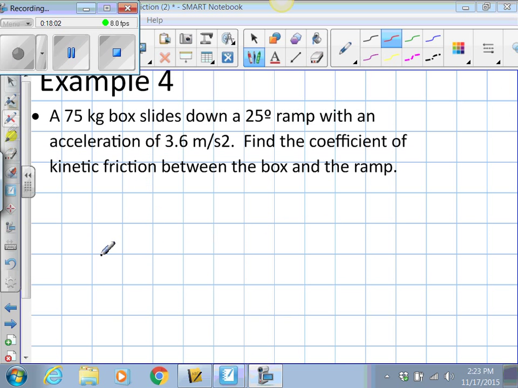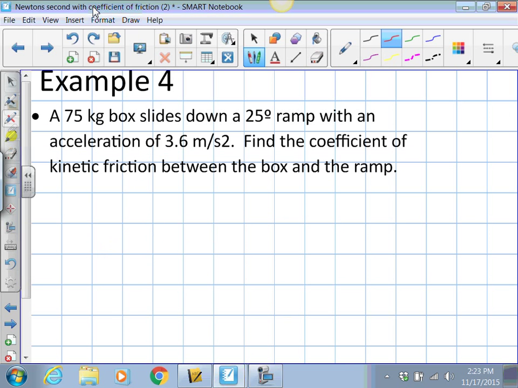Okay, so our next problem is a 75 kilogram box slides down a 25-degree ramp with an acceleration of 3.6 meters per second squared. So we're given an acceleration this time. If we're given an acceleration, of course, that allows us to find a net force also. We want to find the coefficient of kinetic friction between the box and the ramp. Okay, so usually with most of these problems, you're going to start out by trying to resolve all the forces, find out what they all are.